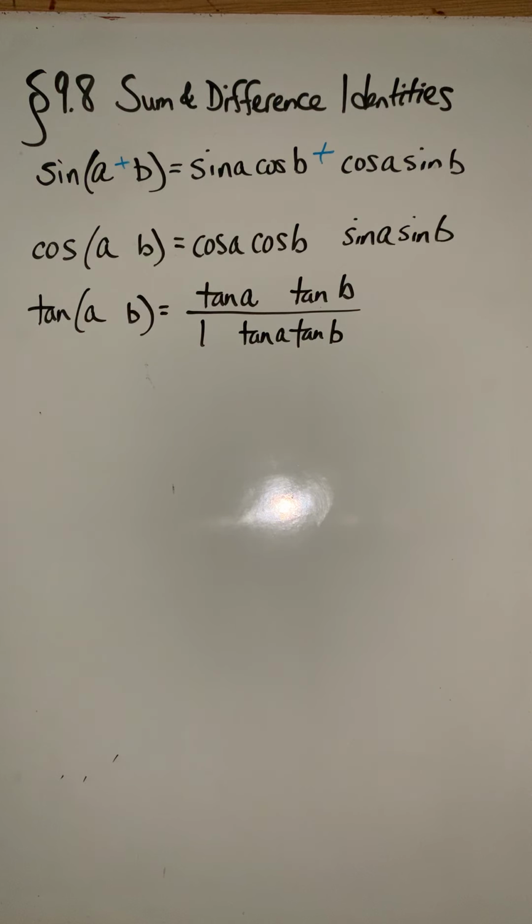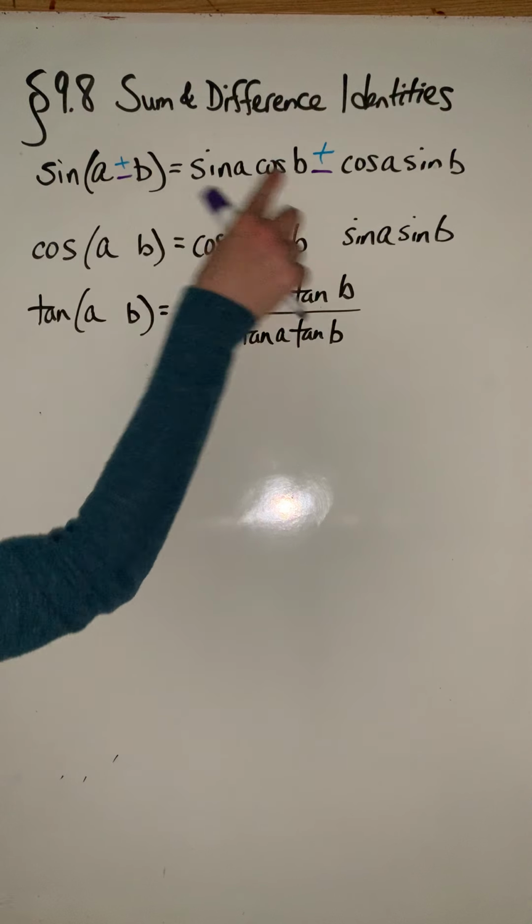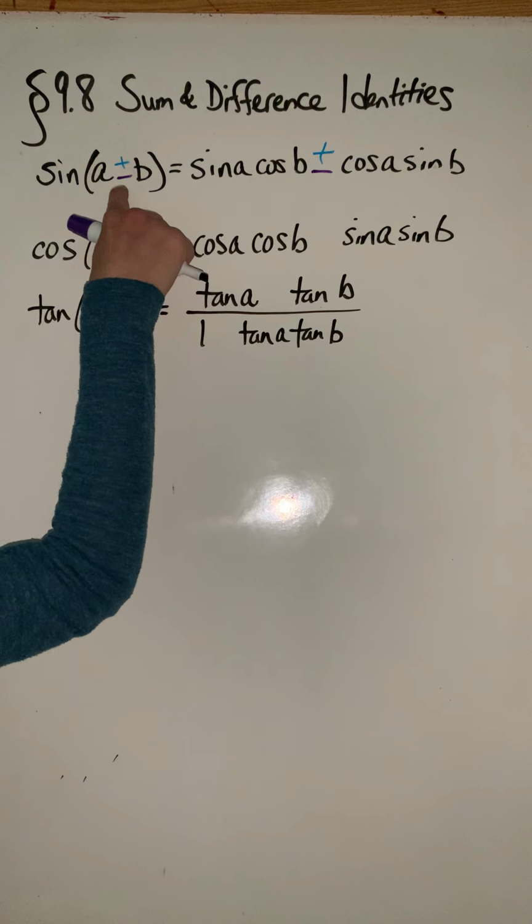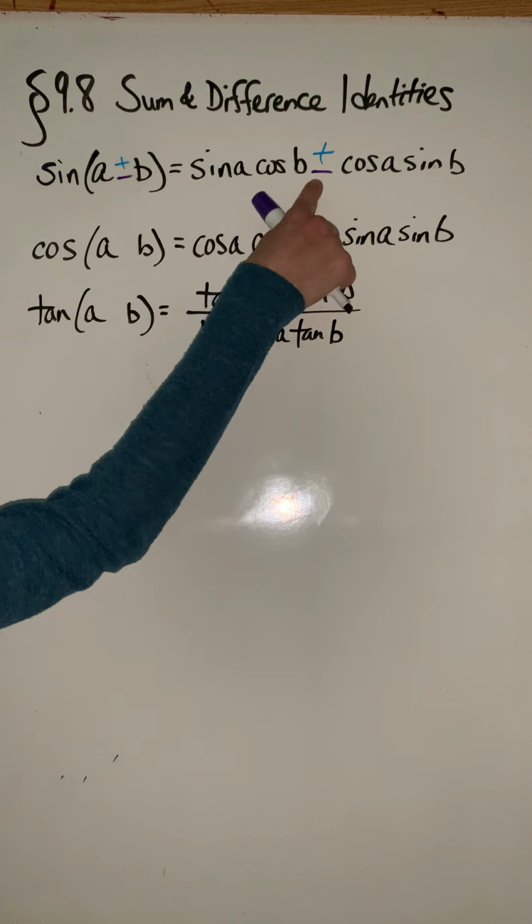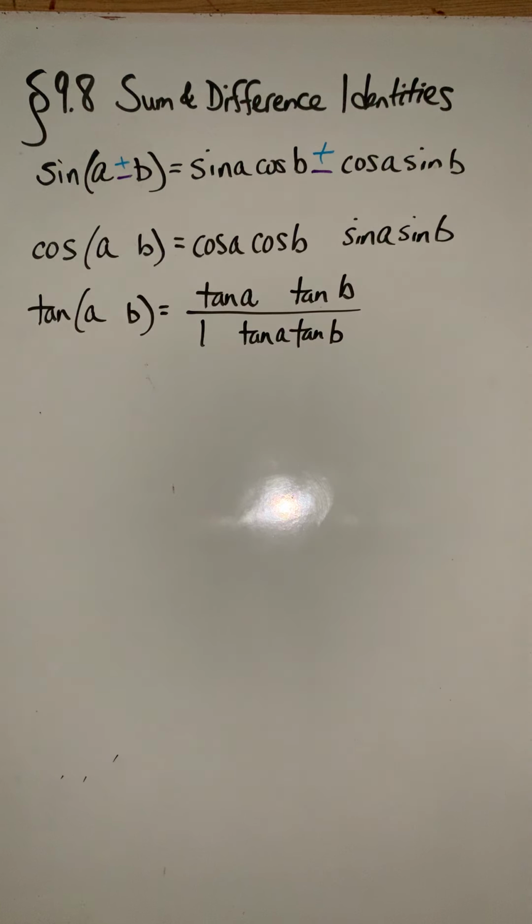Okay? What happens if it's subtraction? So if it's A minus B, the only thing that changes is we have a minus in between instead of plus. Okay? So for a sine, we've got a sine and a cosine together of each of the two angles, and then whatever it is, if it's a sum or a difference, then that's going to be the same sign in between. Okay? How about for cosine?